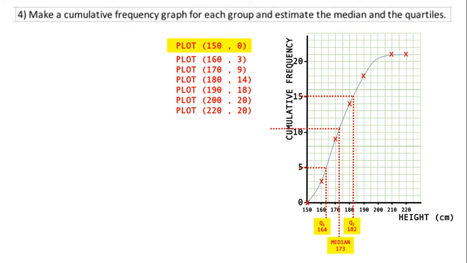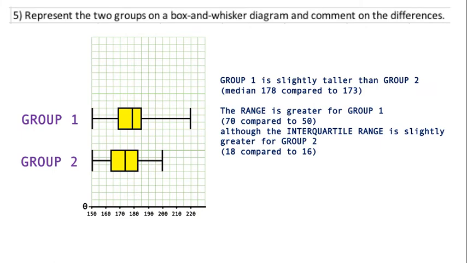And here's the other group. In this case, when I plotted all the points and estimated the median and the quartiles, I got some slightly different values than for the other group. Question 5: Represent the 2 groups on a box and whisker diagram and comment on the differences.